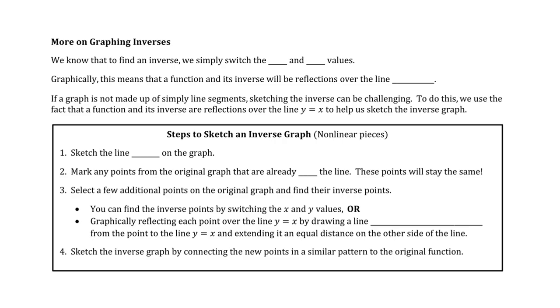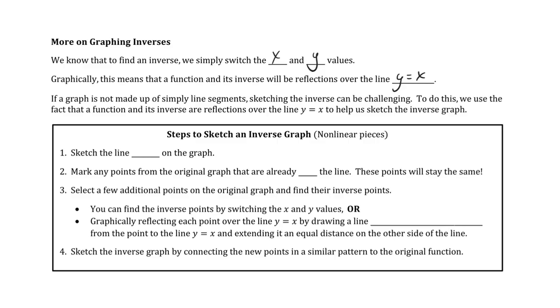All right, a little bit more on graphing inverses. So we know that to find an inverse, we just change the x's and the y's, right? We also know that graphically we just flip it over the line y equals x. It's the reflection over that. But sometimes it's not made up of simple line segments. We have some curves and stuff.